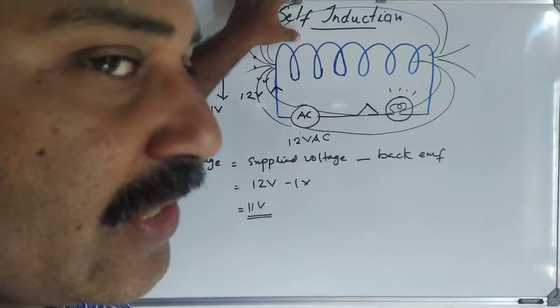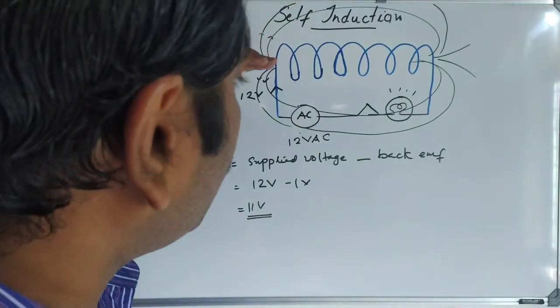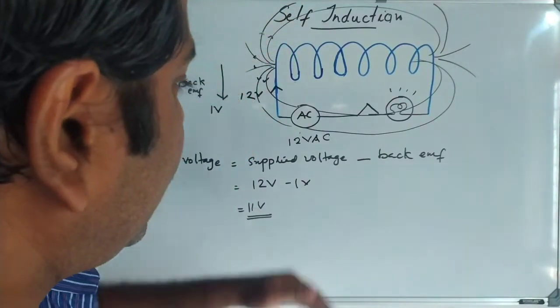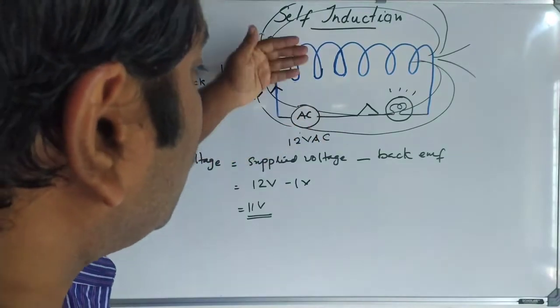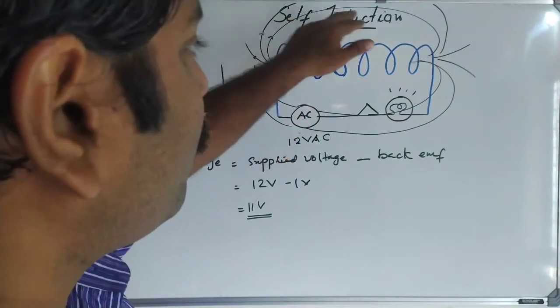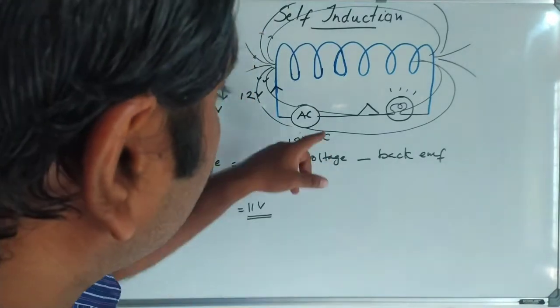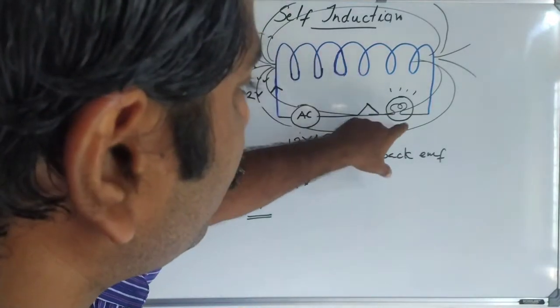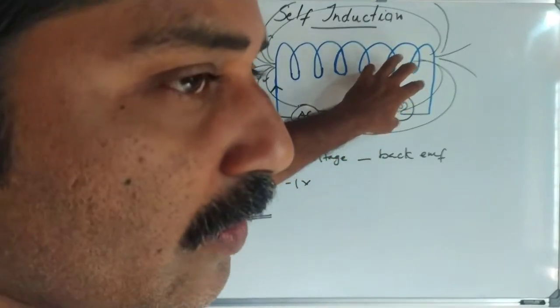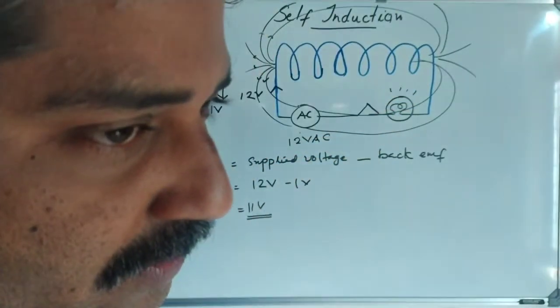Because of self-induction, a back EMF will be produced and that back EMF will reduce the applied voltage. So in the DC, 12 volt is completely flowing through the bulb. So the bulb will glow with an intensity of 12 volt.